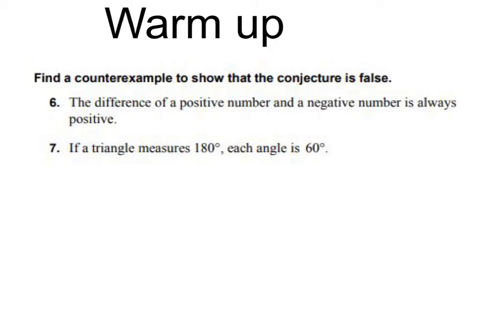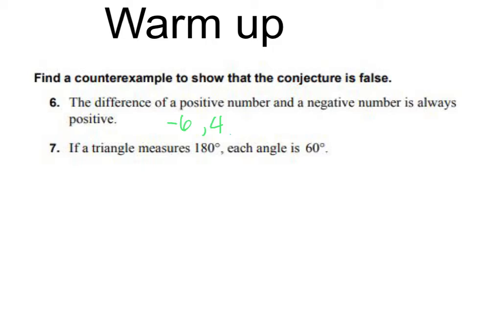Okay, we're going to start with the warm-up. So the difference of a positive number and a negative number is always positive. We need to find a counterexample to show that the conjecture is false. So what we're going to do is take a positive number and a negative number. Let's take -6 and 4, and then let's find their difference.